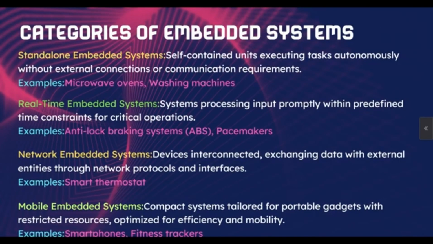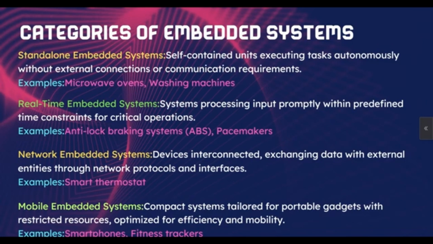These are the categories of embedded systems: standalone embedded systems, real-time embedded systems, network embedded systems, and mobile embedded systems. First one is standalone embedded systems. These are self-contained units executing tasks autonomously without external connections or communication requirements. Examples are microwaves and washing machines. So here, for the washing machine, we are making a standalone embedded system.